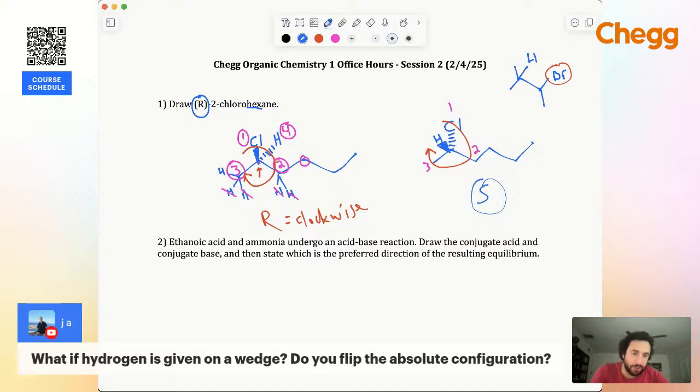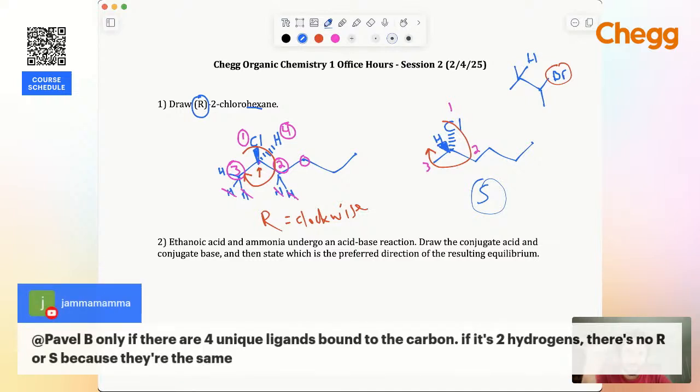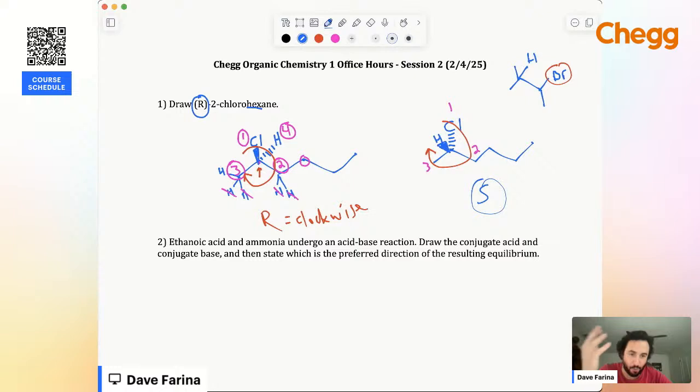A carbon is a chiral center only if there are 4 unique ligands bound to it. If it's 2 hydrogens, there's no R or S because they're the same. That is correct. If you have 2 of the exact same group on a carbon, it cannot be a chiral center. We need 4 different groups to get a stereocenter.